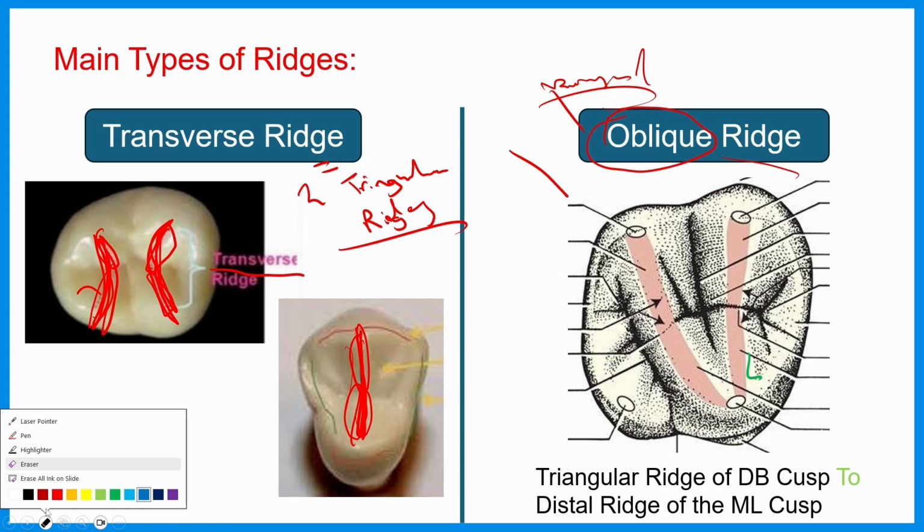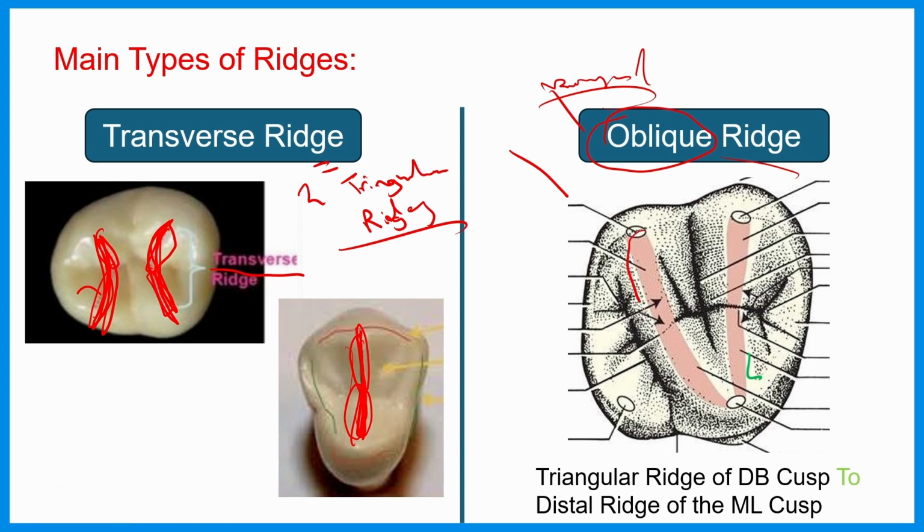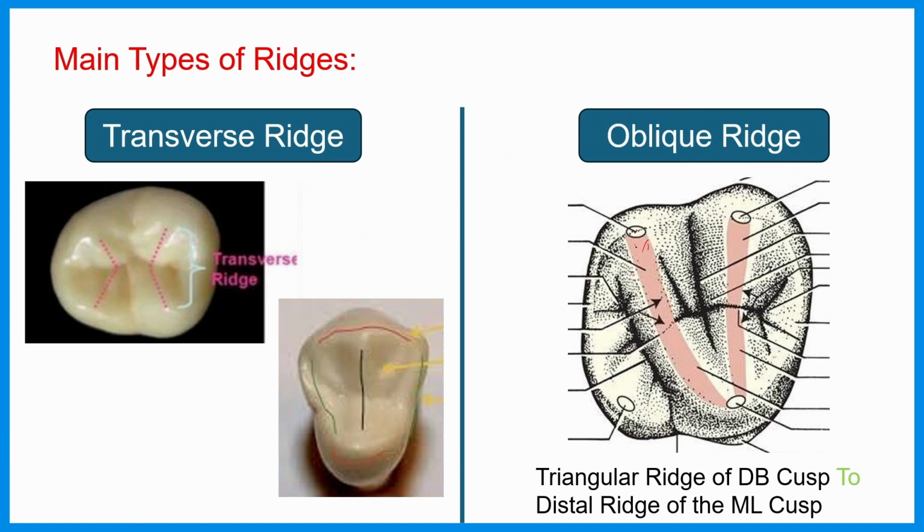So it looks more clear. Okay, so this is the oblique ridge. It goes from the triangular ridge of the distal buccal cusp, and that is this over there, to the distal ridge of the mesiolingual cusp. Together, they form an oblique ridge.